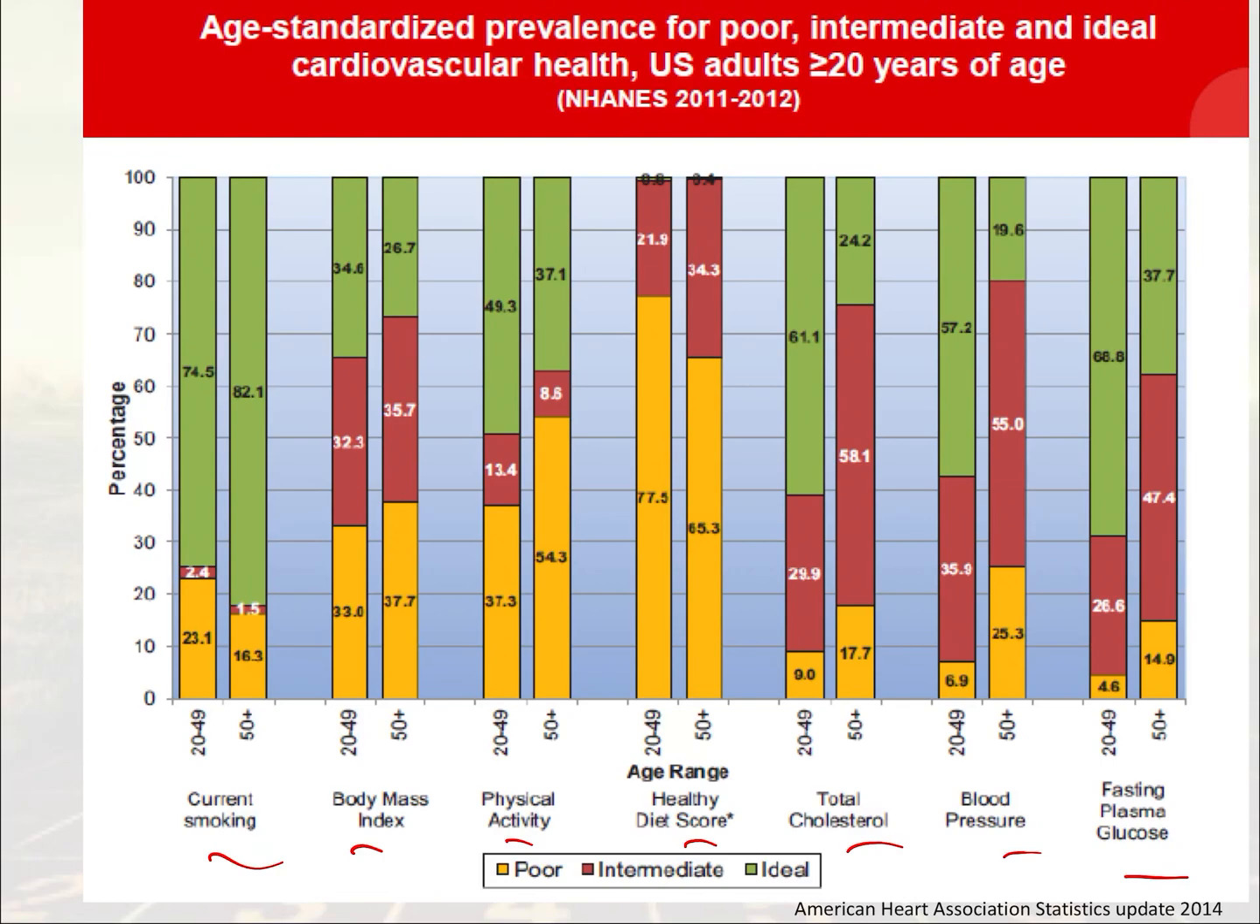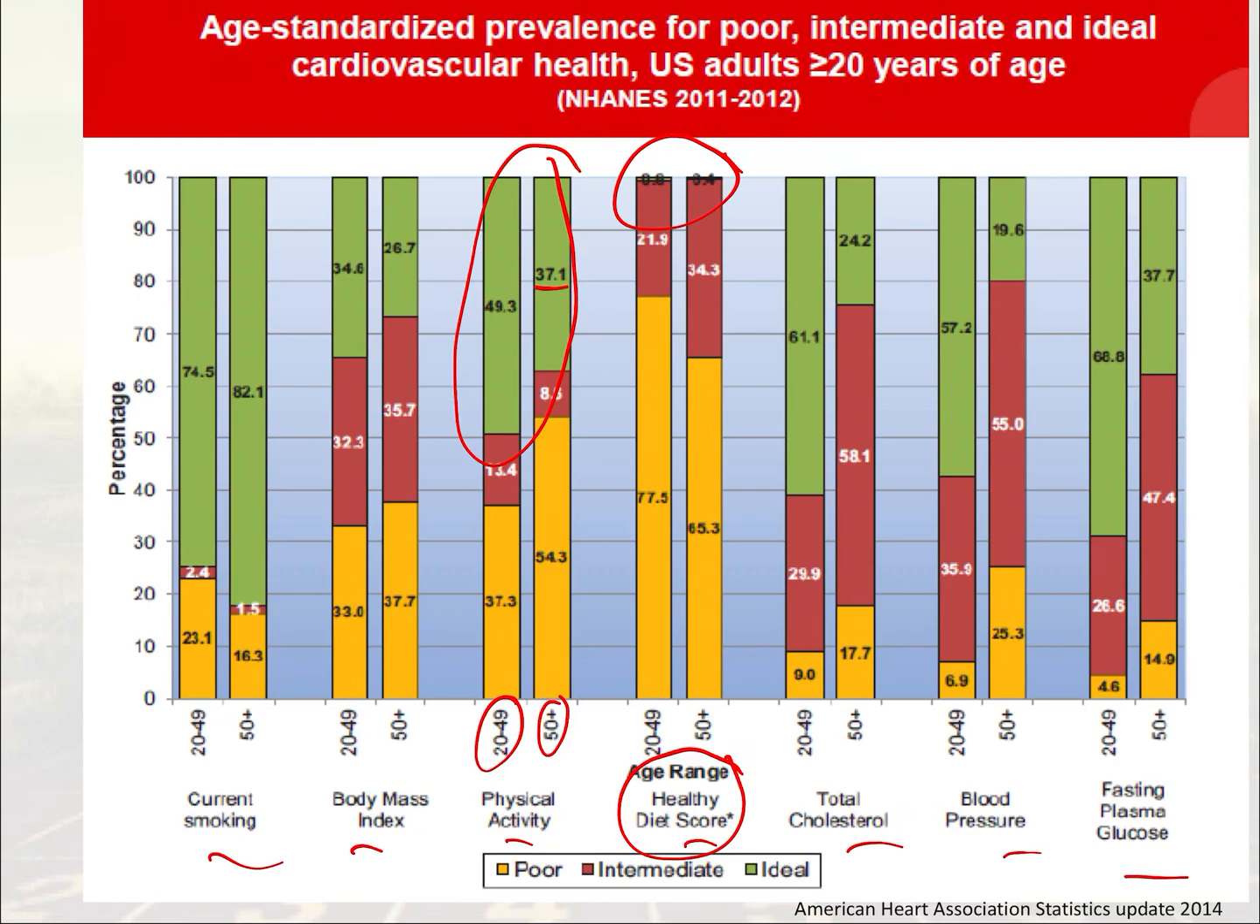Okay, the one that's really striking, where nobody is in the ideal range, is diet. That was interesting, right? Less than 1% of people are in the ideal range for diet. The one that's sad for us as kinesiologists is physical activity. Maybe half of people 20 to 49 are meeting the guidelines, but once you get up over 50, it's probably only about a third of the country that's doing that.